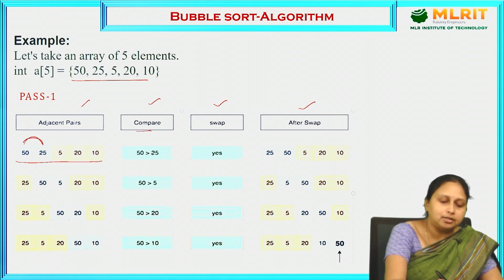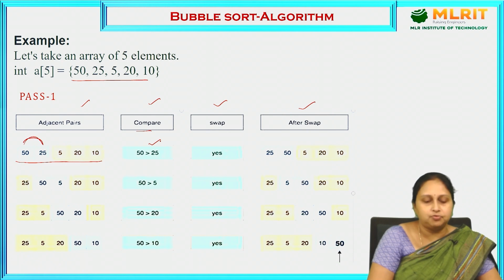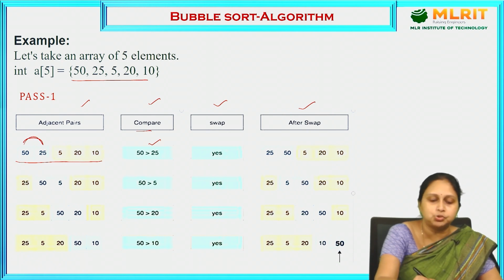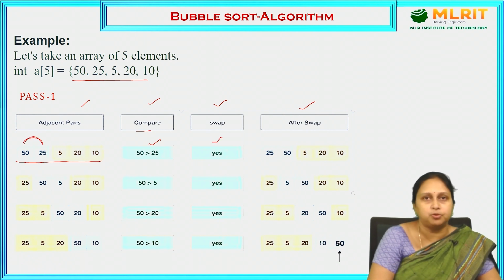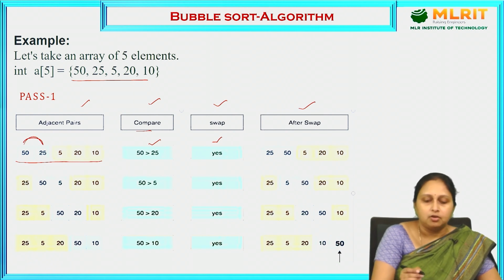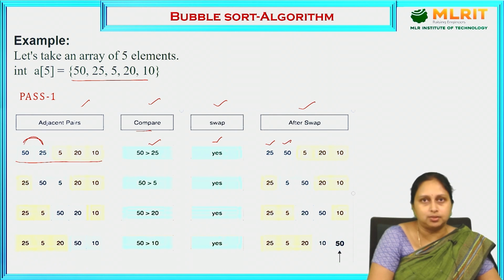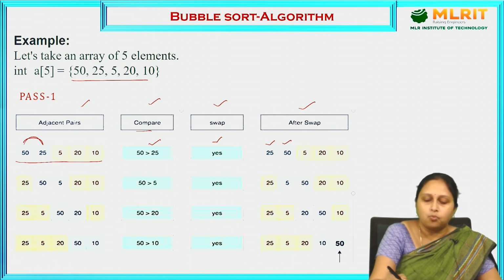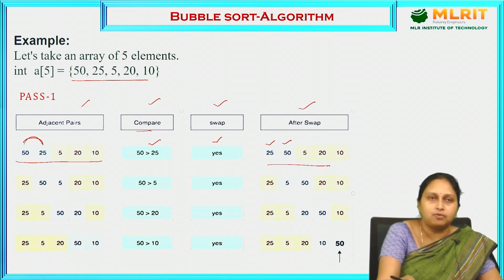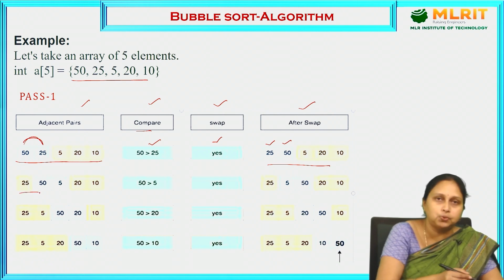50 is greater than 25. Yes, 50 is greater than 25. The condition is true. Because of that, we are going to perform the swapping. When you swap the elements, 25 and 50 are placed in this way, right? Now, whatever list you got here will be placed as a new list here.